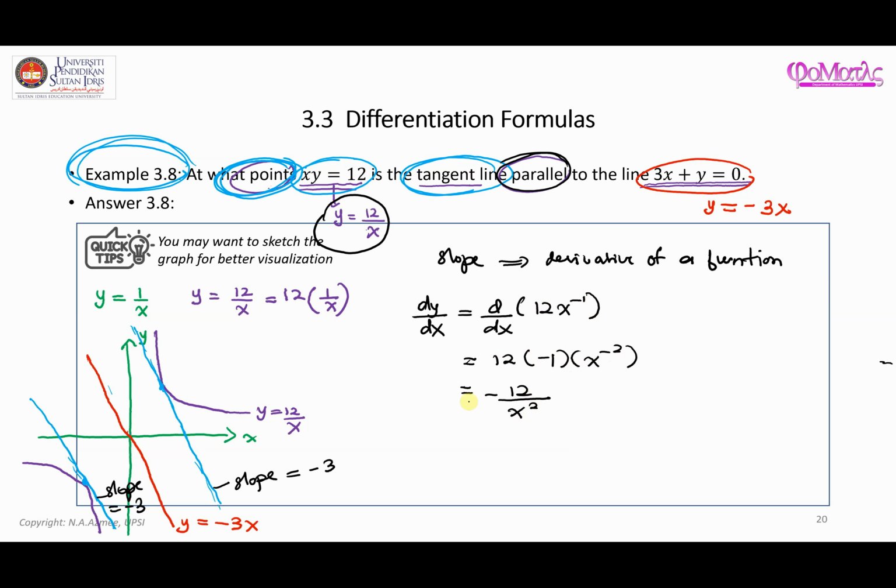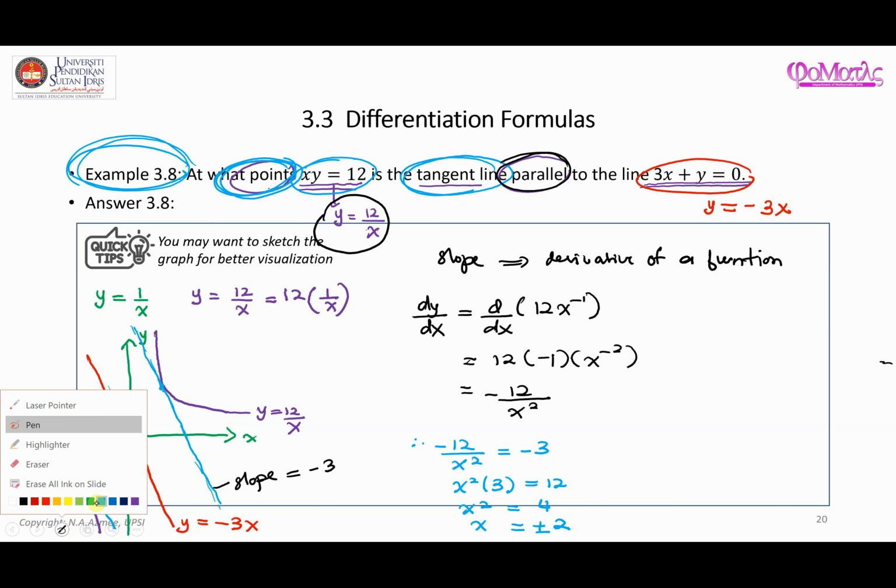Therefore, we let -12 over x squared equal -3. Therefore, x squared times 3 is equal to 12, so x squared is equal to 4, and x is going to be plus or minus 2. So that's the value of x.